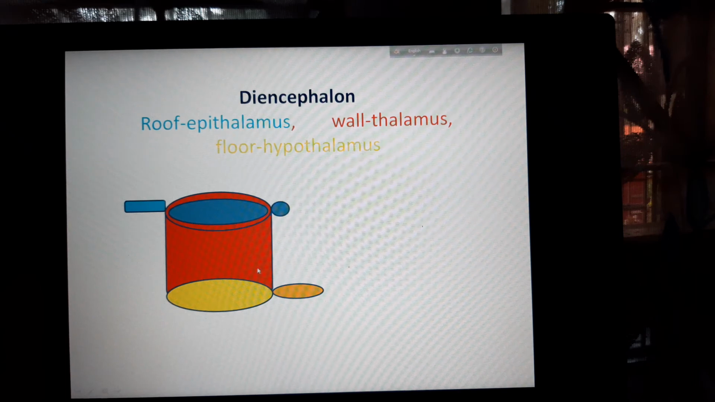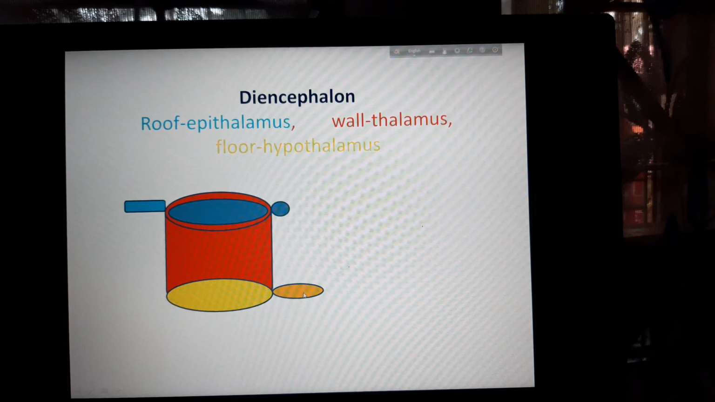The hypothalamus includes the optic chiasma. Next is the infundibulum. This is the infundibulum, arising from the downgrowth and forming a posterior lobe. This is the posterior lobe, in which the pituitary gland is situated.